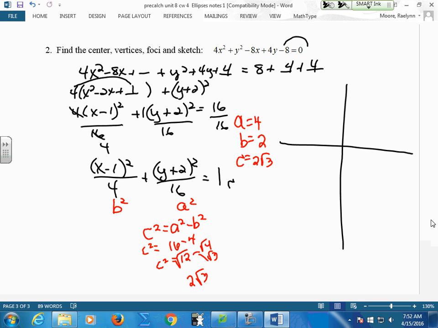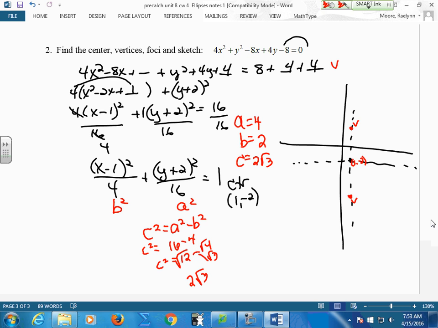What's your center? 1, negative 2. So we're going to find 1, negative 2, and translate your axis. Now, this time your major axis is your y. Try to keep track of your center. You need to go up and down 4. So if this is 1, negative 2, and you have to go up 4, you're here. Down 4, you're here. These are your vertices.